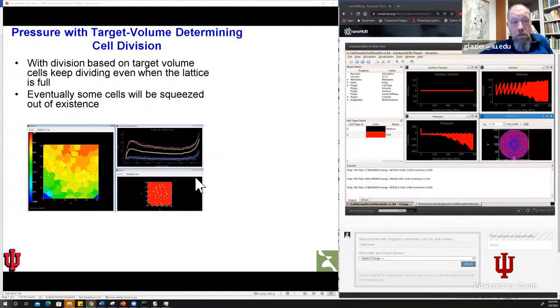I know Canvas isn't very friendly; it doesn't typically let you upload multiple files for one assignment. So if you want to upload your code, you have to zip everything together and upload the zip so that your simulation code is included.